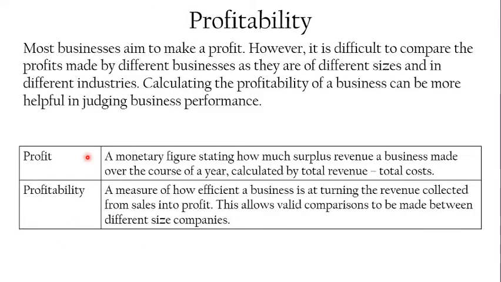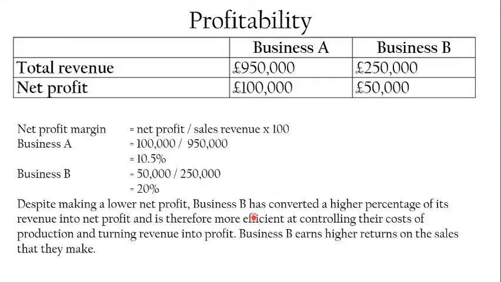There's a difference between profit and profitability. A profit is the monetary figure stating how much revenue exceeded costs by. Profitability is a measure of how efficient a business is at turning the revenue collected into profit. You need to know how to calculate the gross profit margin and the net profit margin. But let's just have a look at an example here.